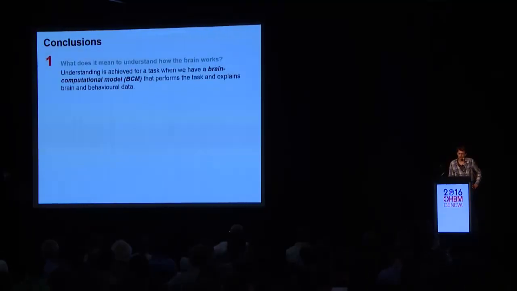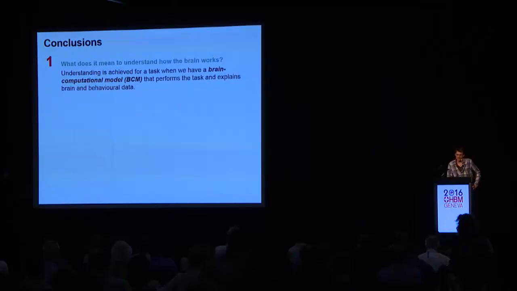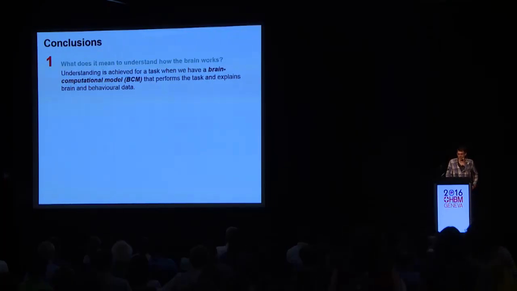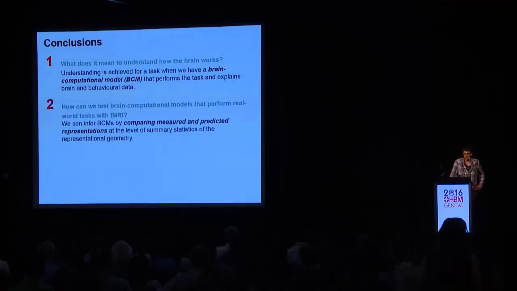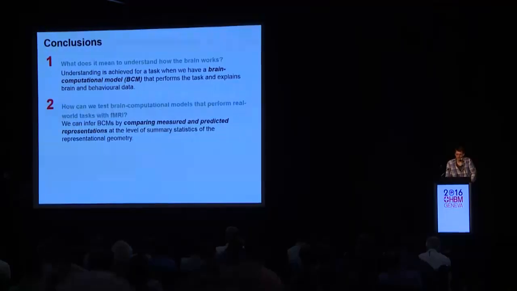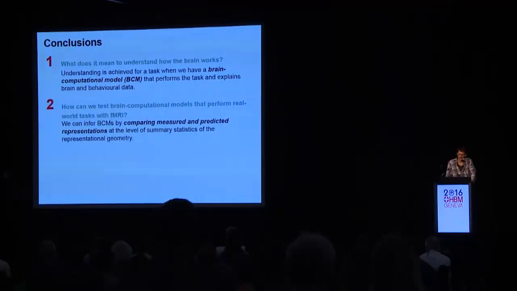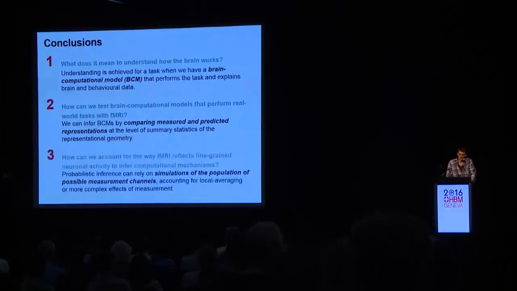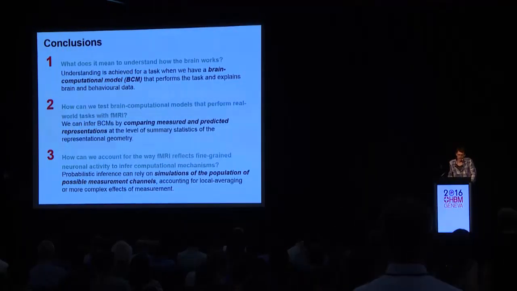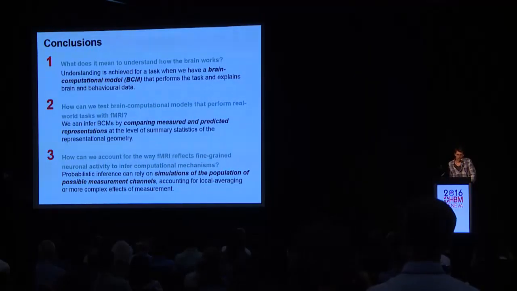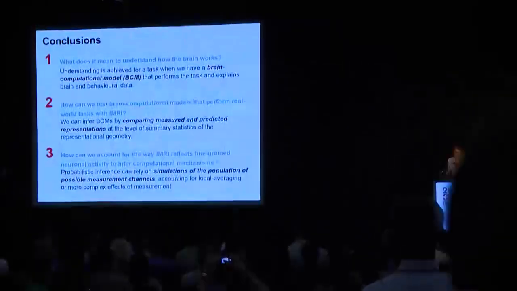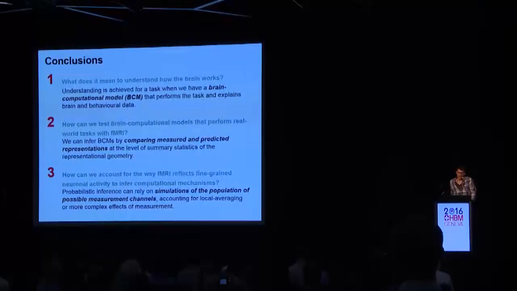So in conclusion, what does it mean to understand how the brain works? Understanding is achieved for a task when we have a brain computational model that performs the task and explains brain and behavioral data. How can we test brain computational models that perform real-world tasks with fMRI? We can infer brain computational models by comparing measured and predicted representations at the level of summary statistics of the representational geometry. And how can we account for the way fMRI reflects fine-grained neuronal activity to infer computational mechanisms? We can do probabilistic inference, which can rely on simulations of the population of possible measurement channels, accounting for local averaging or for more complex effects of measurement.